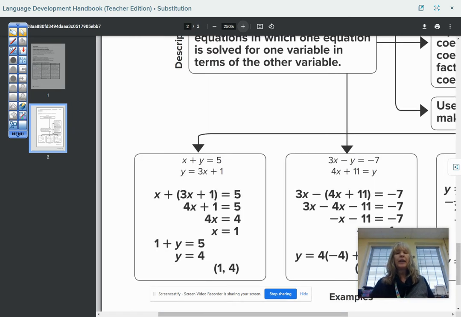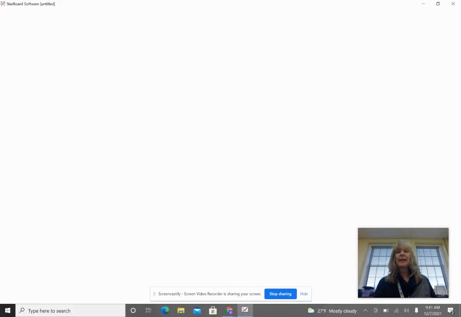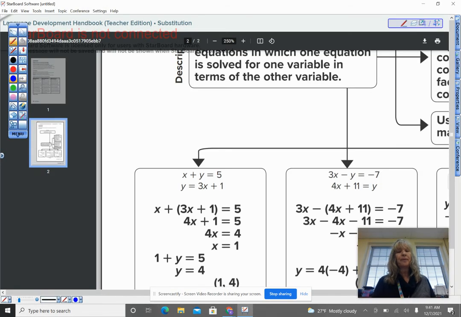Okay, down below in your very first equation, it has y equals 3x plus 1. So wherever you see y in the first equation, you're going to insert 3x plus 1. So your new equation is x plus, in parentheses, 3x plus 1, because that's where y used to be. And they want to know what would make it equal to 5. So then you're just going to solve it.